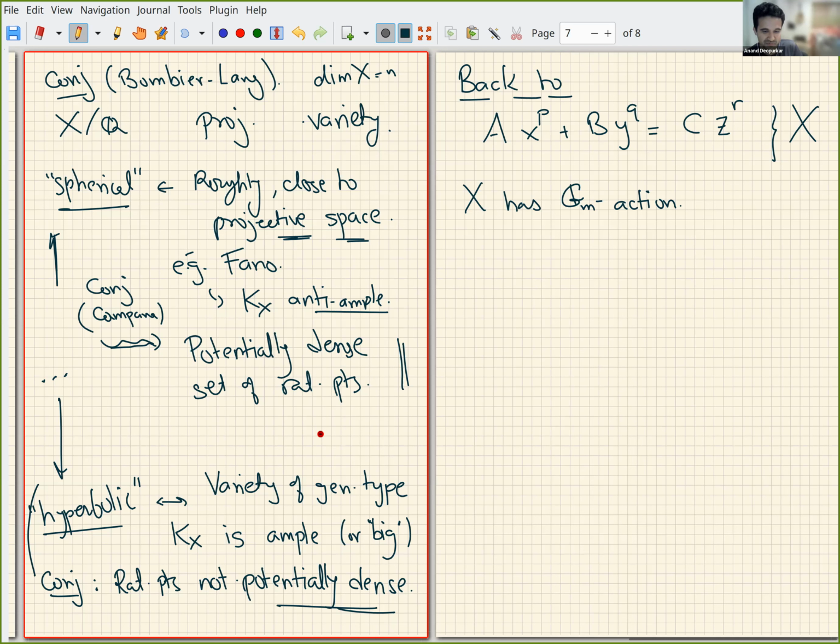See, if two varieties are birational, and one has a dense set of rational points, the other may not have a dense set of rational points, but there's some birational map defined over maybe not the base field, but some field extension. And the other variety will have a dense set of rational points over a finite field extension. So having a potentially dense set of rational points is a birational property.